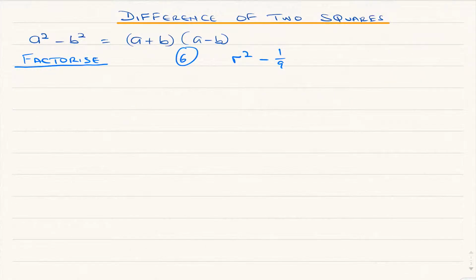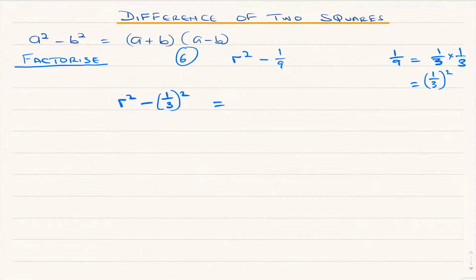What about question 6? r squared minus 1 over 9. Well, 1 over 9 is 1 over 3 times 1 over 3. So that will give us 1 over 3 squared. So we can replace it with r squared minus 1 over 3 squared. And that will become r plus 1 over 3 and r minus 1 over 3. So those are the factors.